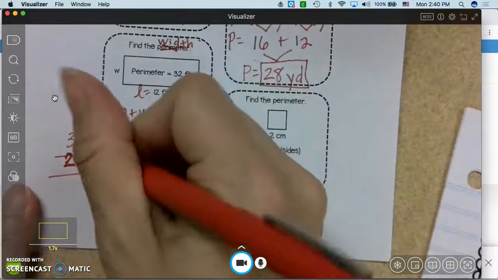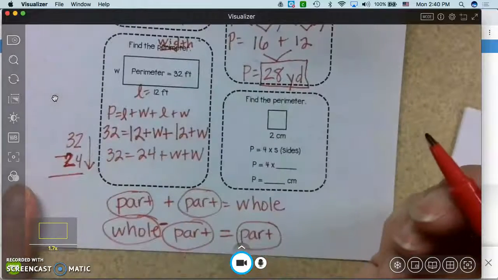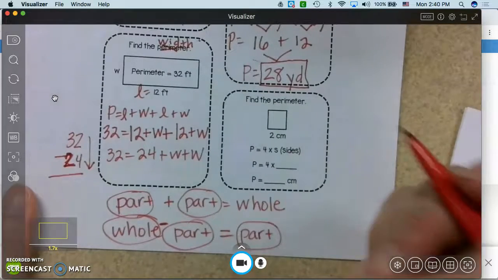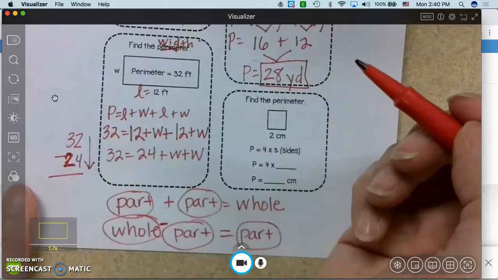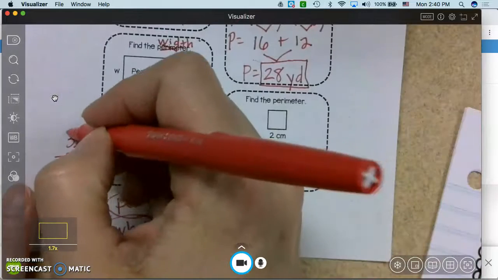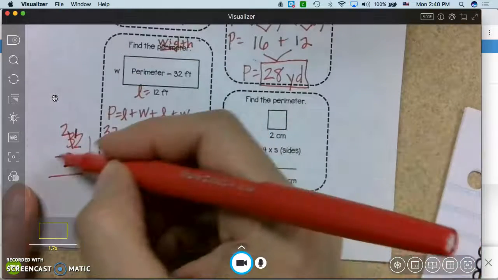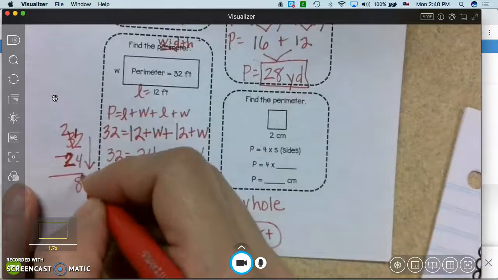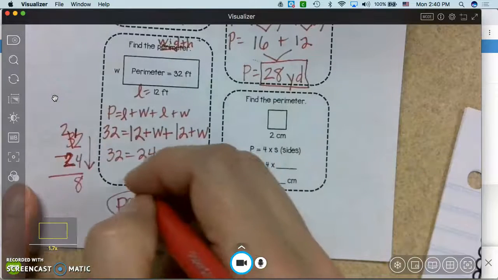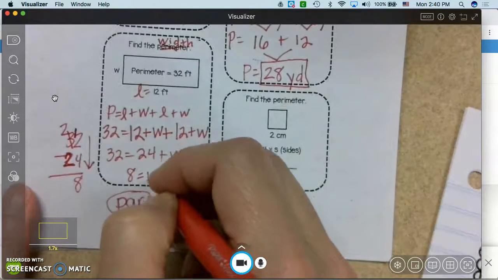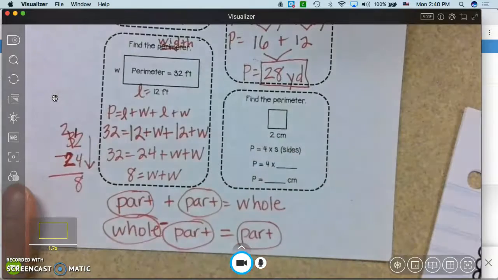Okay, so I'm always going to subtract going down. If I have 2, can you take away 4? No. So we've got to borrow. Where are we going to borrow from? 3. The 3 is going to become a 2, and the 2 is going to become 12. Then I have 12 minus 4 is 8. And 2 minus 2 is 0. So now I have 8 is equal to W plus W.